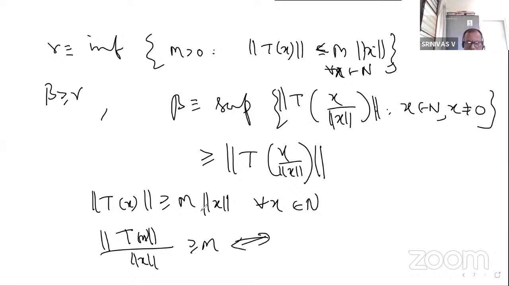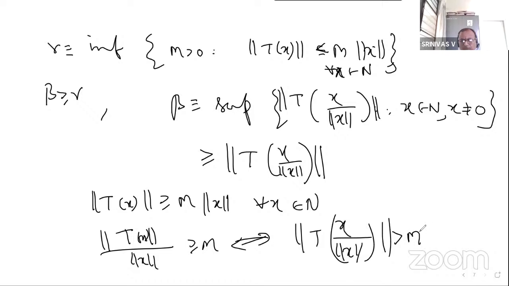I'm bringing norm x to this side. Okay, I assume x is non-zero. And then you can absorb this. This is norm T of x by norm x is greater than m. So if you take one m value from here, you can show that for any x value here, this is greater than that m. For each particular value of x, it is greater than this m.